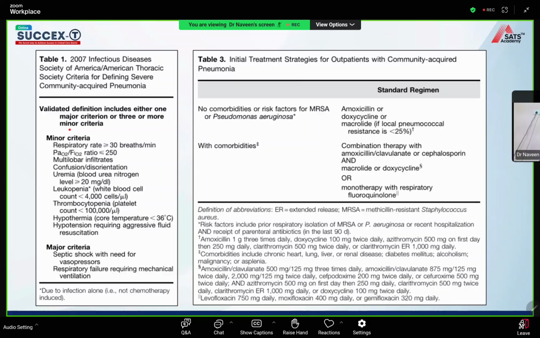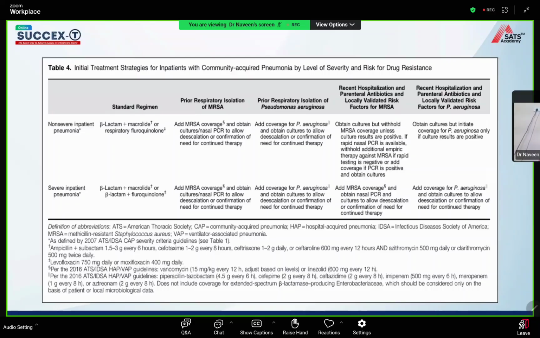And what about the treatment for outpatient settings with CAP? It is divided into two subcategories: without comorbidities and with comorbidities. With comorbidities, it is always preferable to use combination therapy. One should be a beta-lactam, either Augmentin or a cephalosporin, plus a macrolide or doxycycline. But in this case, you can also use monotherapy with respiratory quinolones. Whereas without comorbidities and without any risk factors for MRSA and Pseudomonas, you can use monotherapy in the form of doxycycline, amoxicillin, or macrolides.